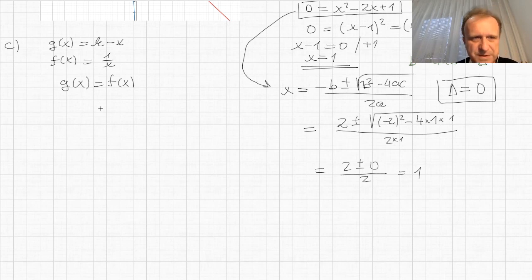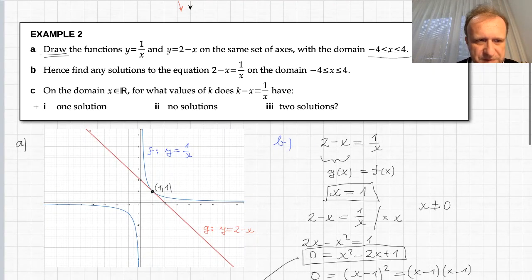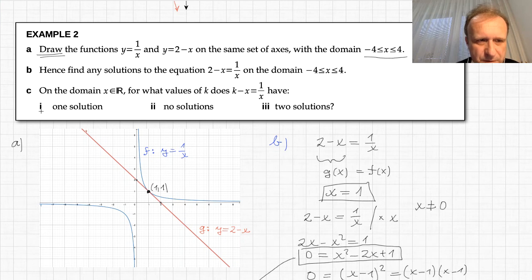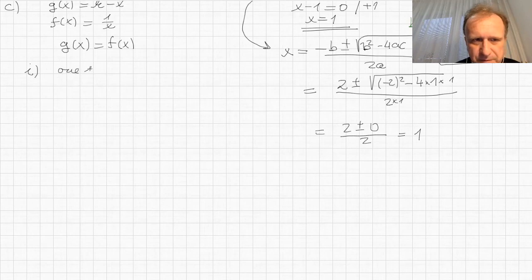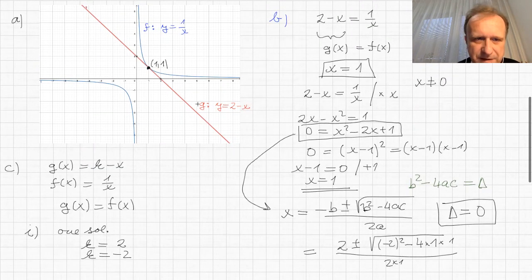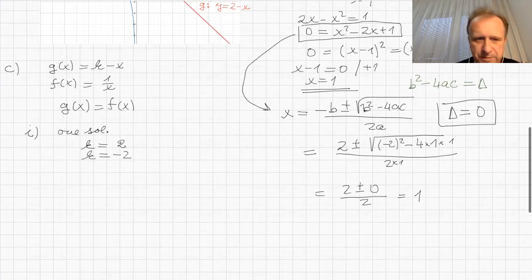Let me start to do it first by first. So one solution was achieved when k was either 2 or k was -2. Okay, in these two situations, the line touched the branch of the hyperbola. For k equals 2, it touched the upper branch. For k equals -2, it touched the lower branch of the hyperbola, sorry.